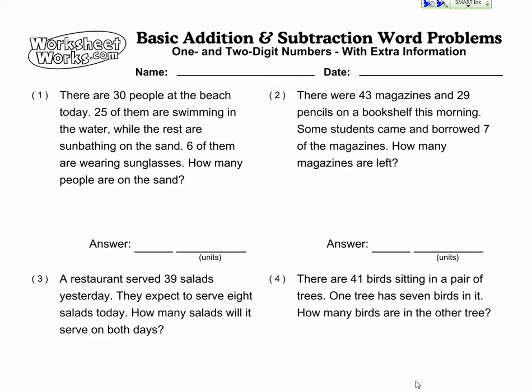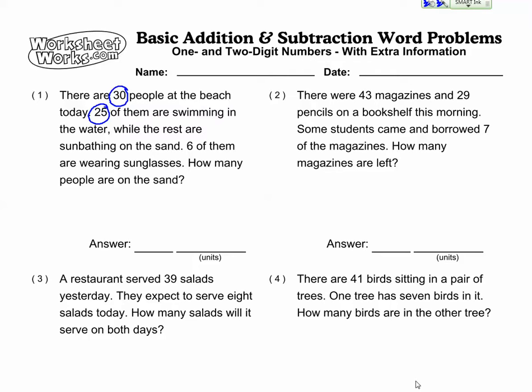So one thing, stop, let's reread the question. How many people are on the sand? So we're trying to figure out how many people are on the sand. So let's go back through the question. It starts by telling us that there are 30 people at the beach. I'm guessing that this 30 is an important number because it's telling us how many people we're talking about in total. So circle 30. It says 25 of them are swimming in the water. I'm going to circle 25 because I feel like that is important for us to know to solve this problem, while the rest are sunbathing on the beach.